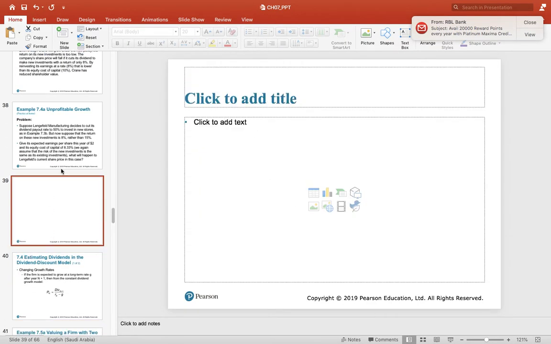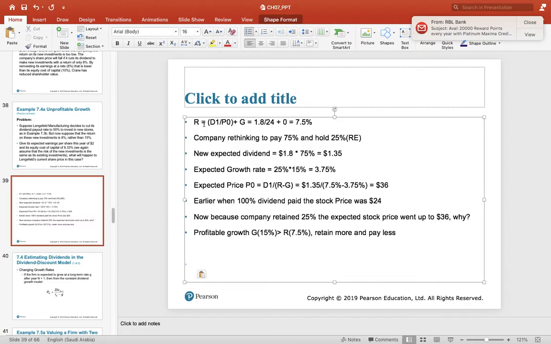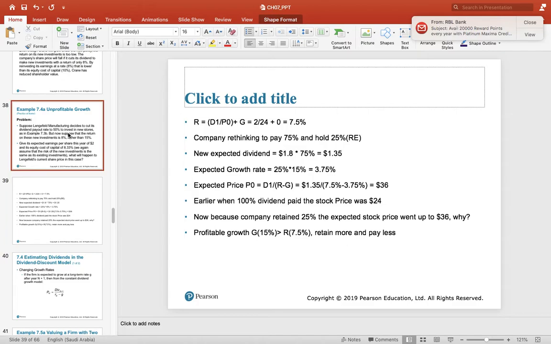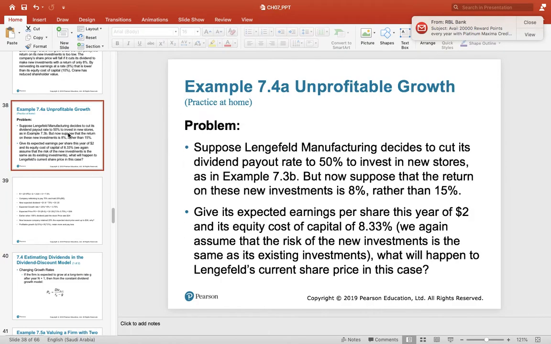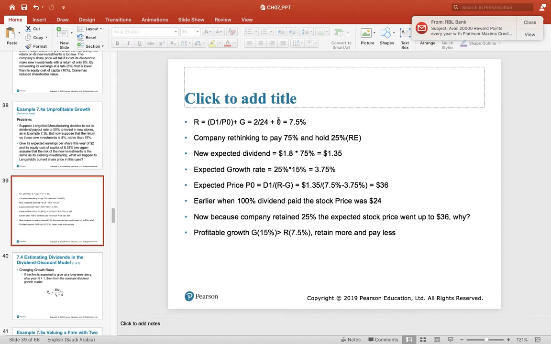You see here, for example, now let us put it. Cost of capital, how do you calculate? D1 divided by P0 plus growth. D1 here is the expected dividend, changed to $2, and the price of the stock is 24. So D1 over 24 plus growth, which is 0, right?